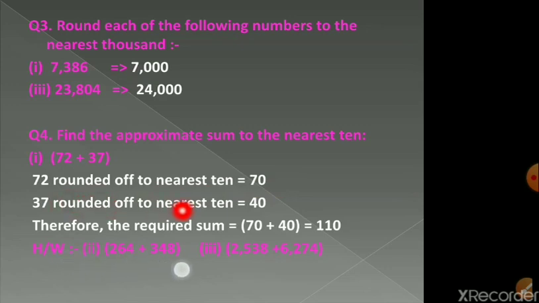37, rounding off to nearest 10. So 37, 7 is more than 5. So it will become 40. So the required sum is 70 plus 40, that equals 110. The next two questions I have given you, that is your homework.